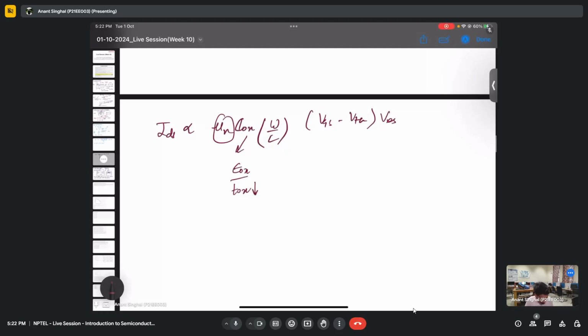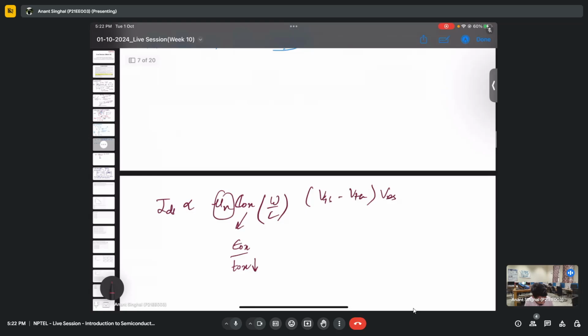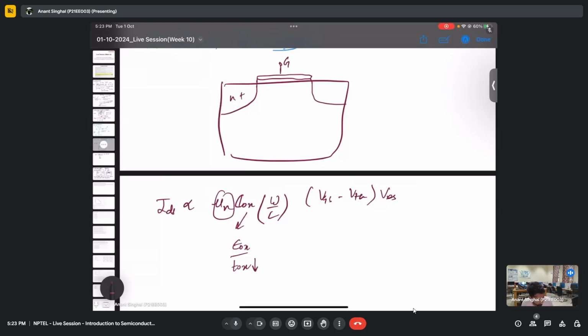And what will happen to the device? Something bad will happen to the device if we decrease the oxide thickness. What could happen if we reduce the oxide thickness? Can you tell? Gate leakage current. Yes, exactly. So there will be gate leakage because we will have a very thin oxide.